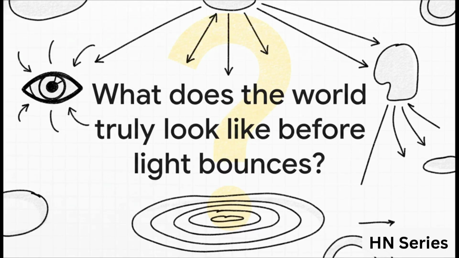So to wrap up, we'll leave you with this one last thought. Your eyes, my eyes, they don't actually see objects. They see the light that has bounced off of objects and into our pupils, which means our entire beautiful, colorful perception of reality is built on second-hand reflected information. It really makes you wonder, doesn't it? What does the world truly look like before the light bounces?